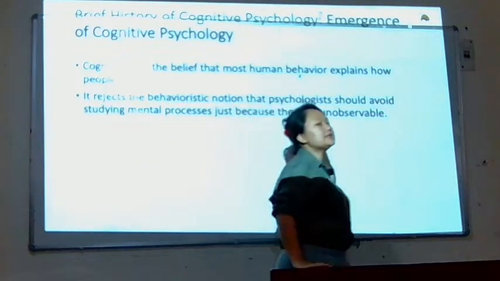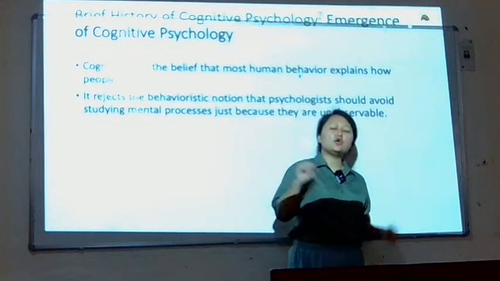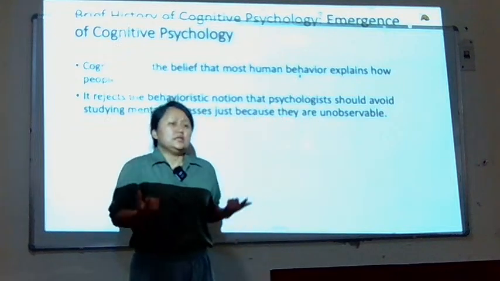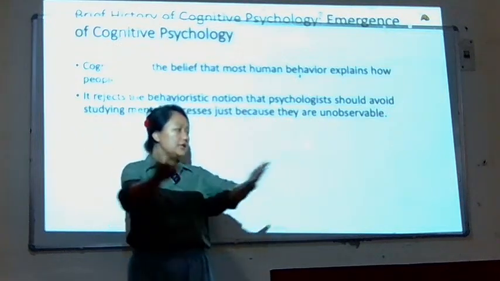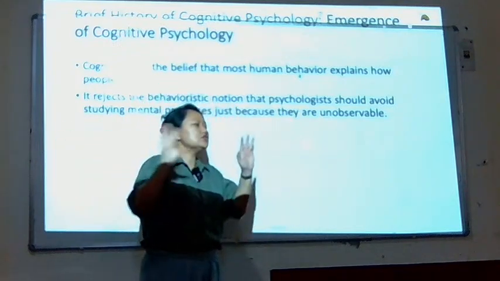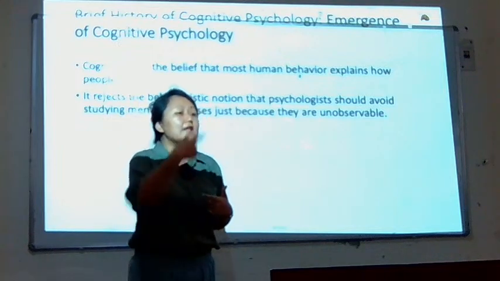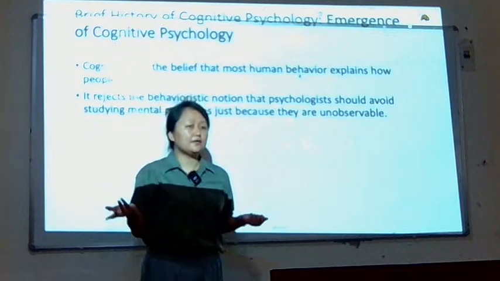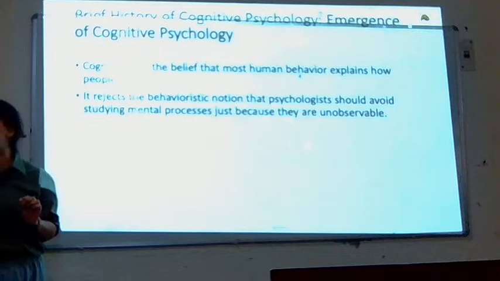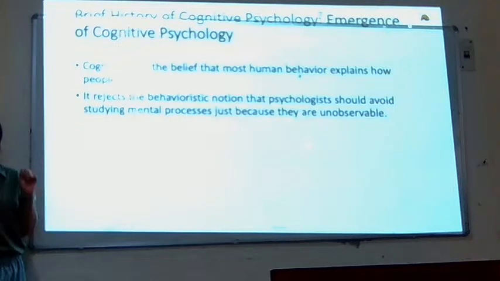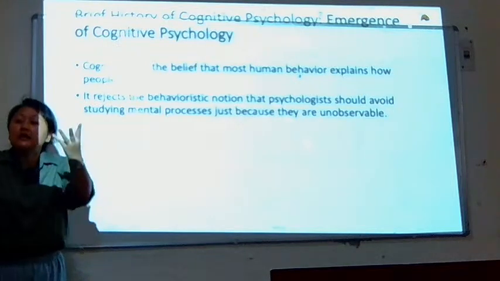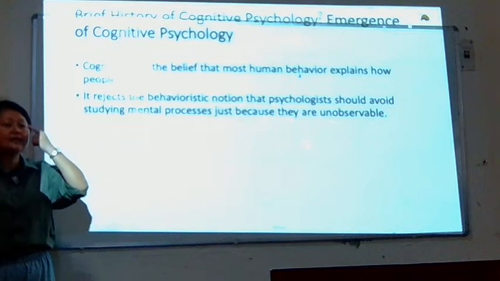But if in class I sit the way I want, I am yawning, I'm sleeping, even in the teacher's presence, you might understand that she does not respect the teacher. Maybe it's not only the teacher, but she is not really respectful of others' presence. So cognitivism is the belief that most human behavior explains how people think. How I behave tells other people about what I think.